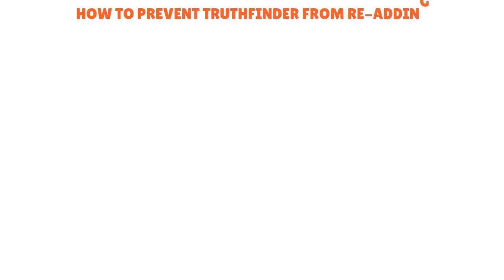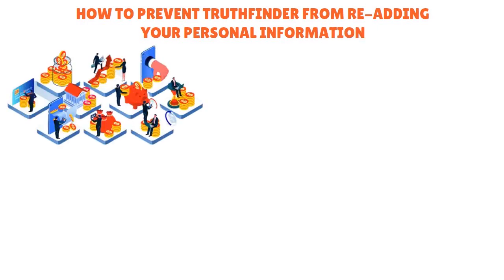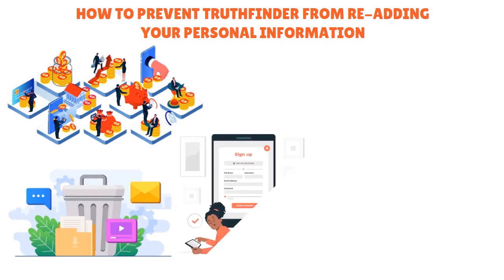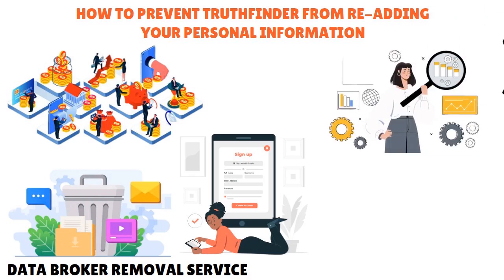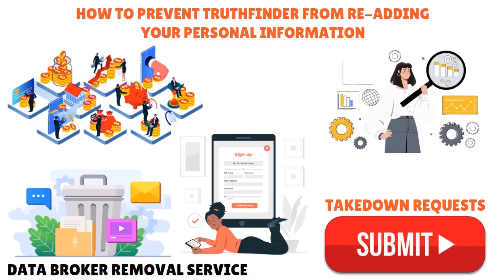So how do you prevent TruthFinder from re-adding your personal info? Because again, as I said earlier, that's how they make money, so they have an incentive to do it. The best way to completely remove your data from TruthFinder is to delete your data and then sign up for a data broker removal service. This service continuously scans data broker sites and submits takedown requests on your behalf.